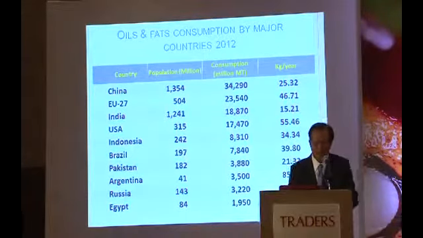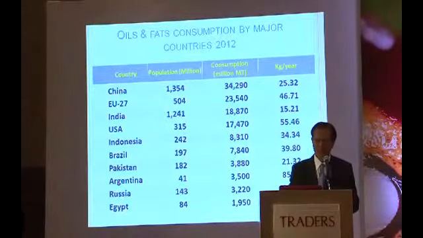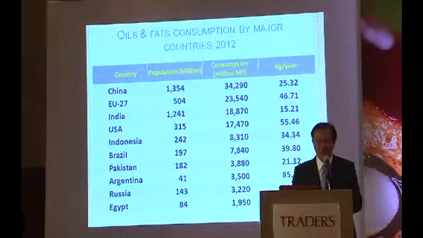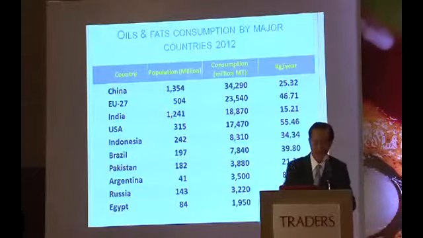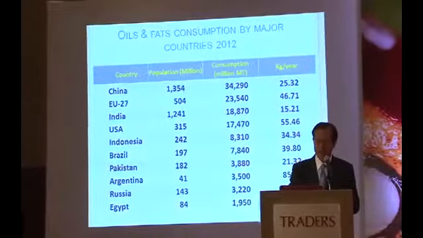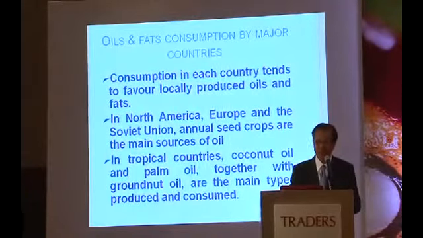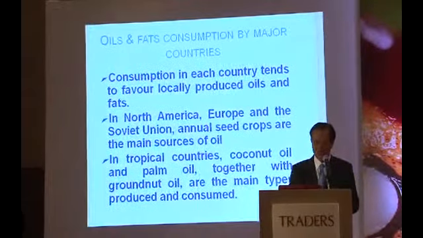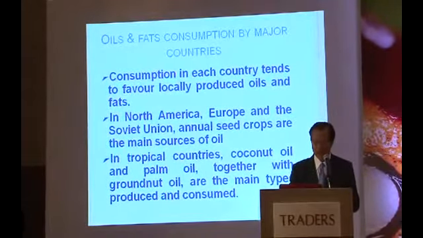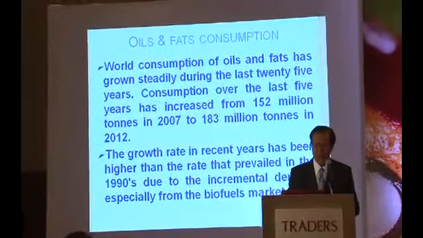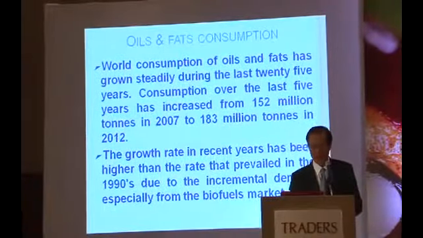The main consumers of oils and fats are dictated by population size, like China and India, but also the income level, like the EU and USA. And therefore you can see how each of these major countries' consumption pattern is reflected in this slide. So either they have a very big population or a high income level that leads them to become major consumers.